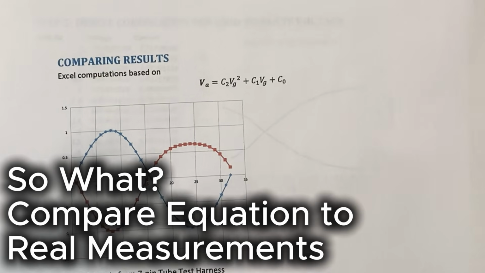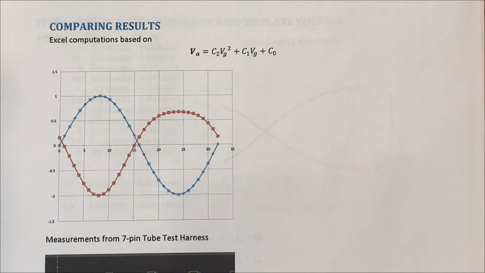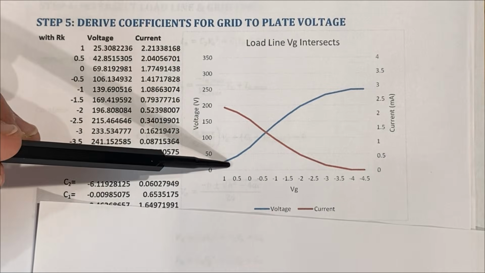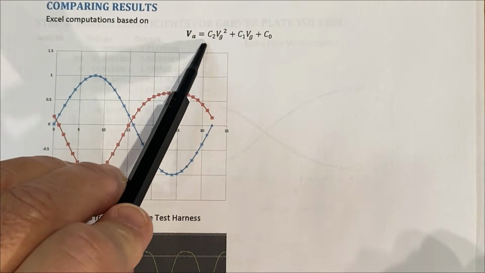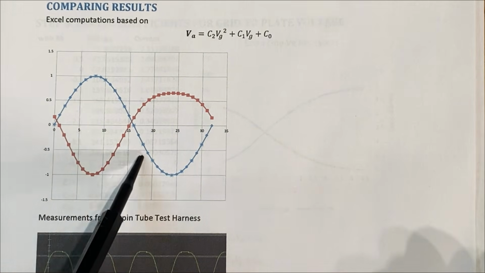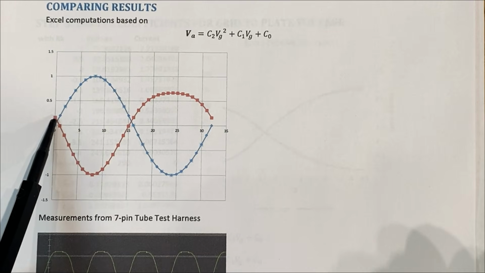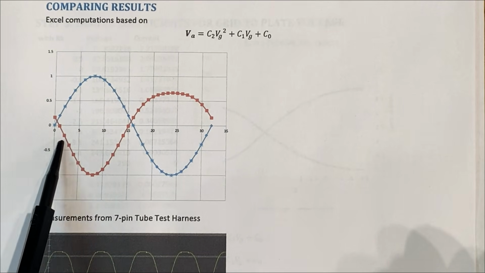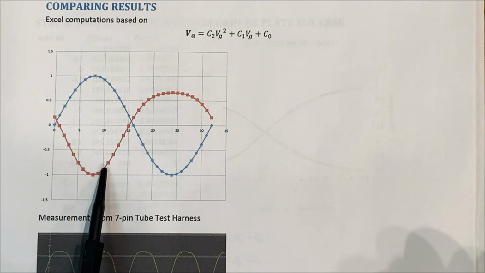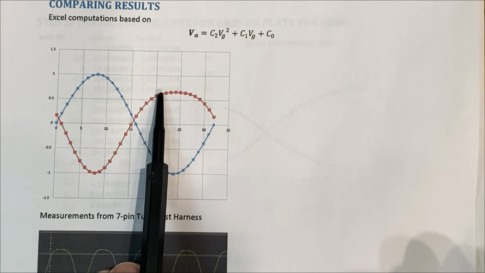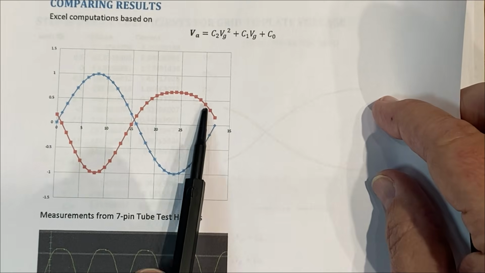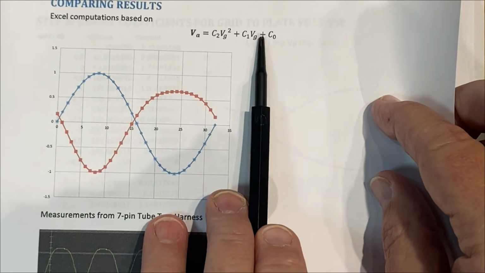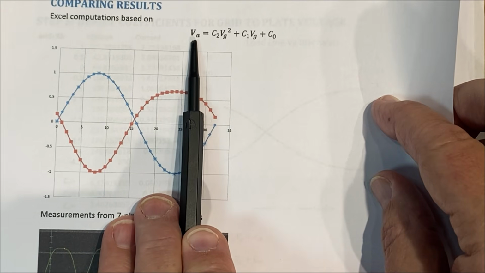Comparing the results of the equations to some actual measurements on a triode. So I've taken my grid and plate voltage equation that I've got here. I've plugged those coefficients into this equation, and I've just given it a representative sine wave. And the output winds up being this inverted sine wave, and it's more pointed at this lower end. And notice how it kind of tapers off and flattens up here on the top. And that falls directly out of this polynomial equation here. Given a grid voltage, it gives me a plate voltage.